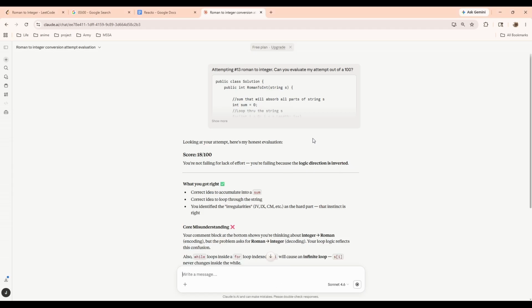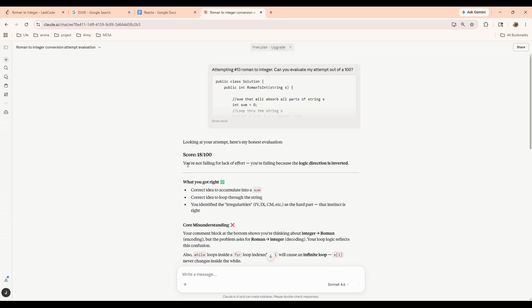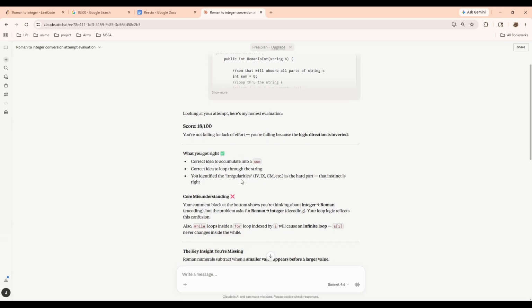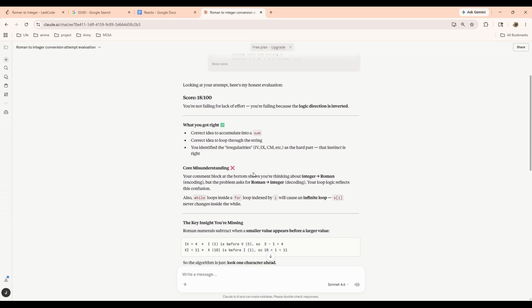having Claude to evaluate my attempt, I am getting 18 out of 100. You're not failing for lack of effort. You're failing because the logic direction is inverted. What you got right: correct idea to accumulate into sum. Correct idea to loop through the string. You identify the irregularities as the hard part. That instinct is right. Your comment block at the bottom shows you're thinking about integer to Roman.